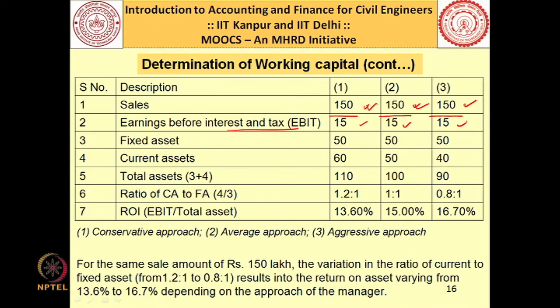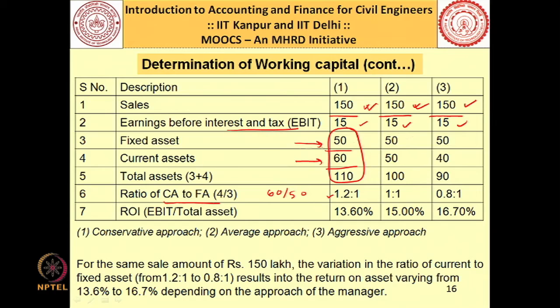Now, let us see how the first manager has proposed the composition of fixed asset and current asset. Fixed asset, they are keeping 50 units, current asset worth 60. So, the total is 110. If you take the ratio of current asset to fixed asset, how much would it become? Current asset is 60, fixed asset is 50, so you will find 1.2:1.